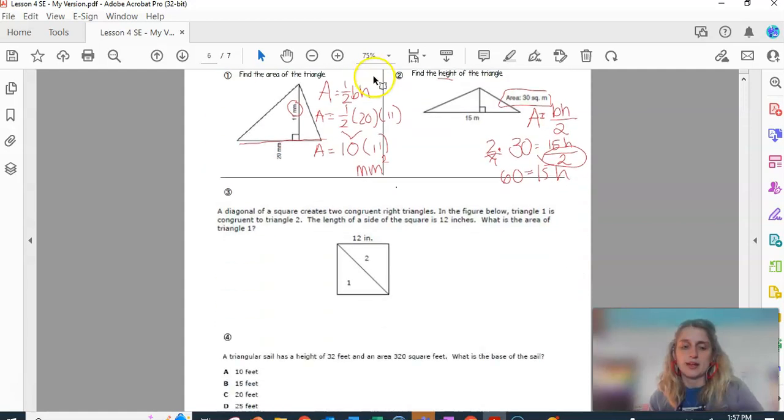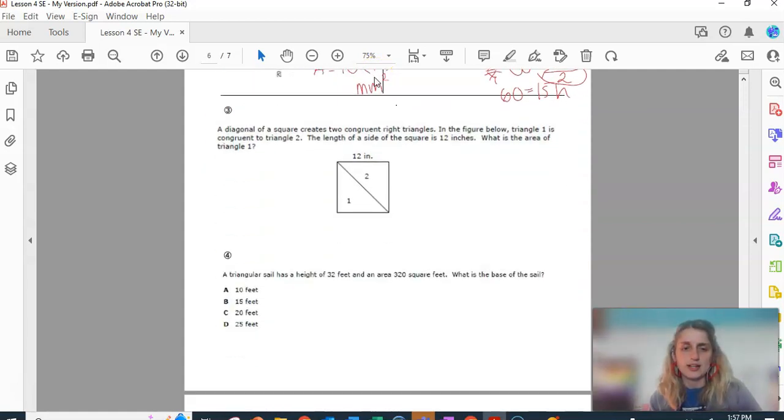The next problem asks you to find the area of triangle 1 only. And you need to read closely, because even though it looks like I only gave you one piece of information, the actual question gives you more. A triangular sail, when I don't see a picture of a triangle, I just go ahead and draw one, has a height of 32 and an area of 320.